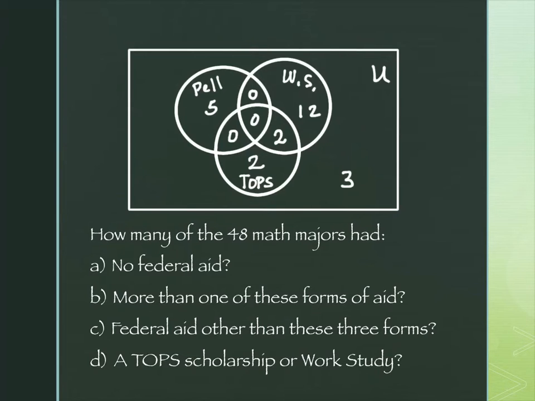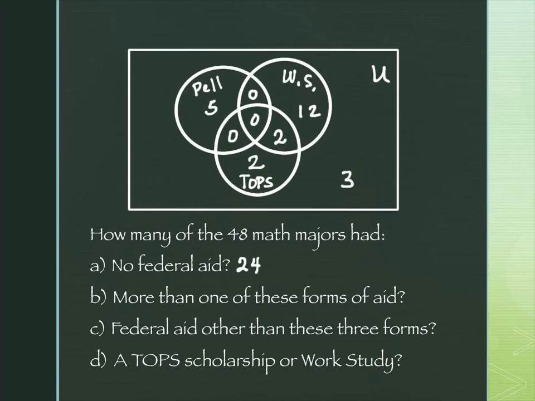Next thing we're going to do is answer the questions that are being posed to us. How many had no federal aid? So the no federal aid were the 24 that are not represented in this diagram, right? 24 received federal aid, that's my picture. The other 24 didn't. They're doing something else, whether it's scholarships or paying for it or maybe using some other kind of aid. We don't know, but they've got 24 of them.